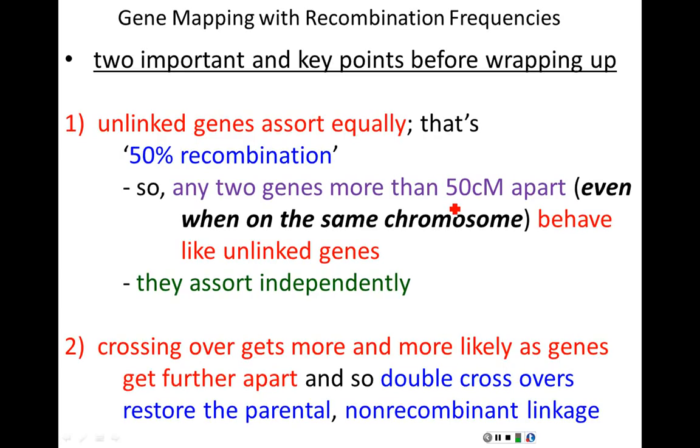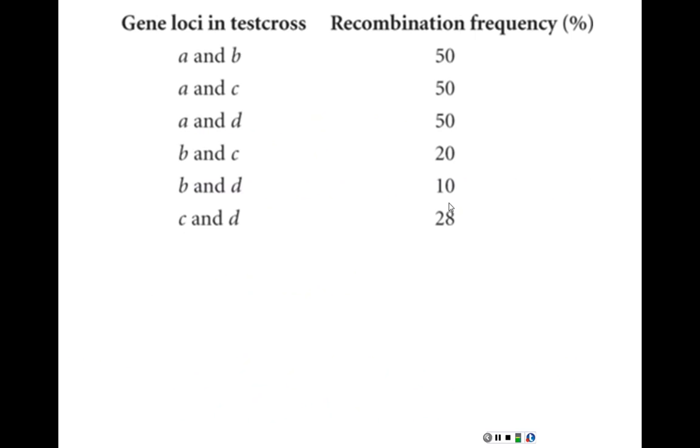Also, as two genes get further and further apart on a chromosome, double crossovers occur more likely, occur more frequently, restoring that parental non-recombinant linkage pattern, as I showed you already. So things to keep in mind. So now let's consider this set of data and try to come up with a genetic map that explains all this. So I want you to do that. Again, pause the lecture, indulge me, get back to that piece of scrap paper and see what you can come up with here.